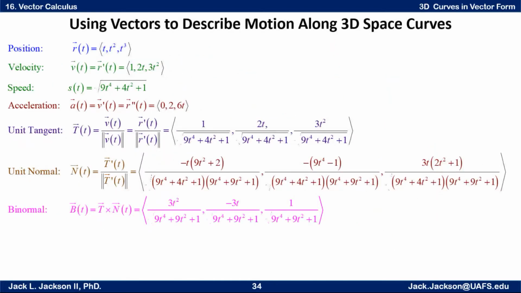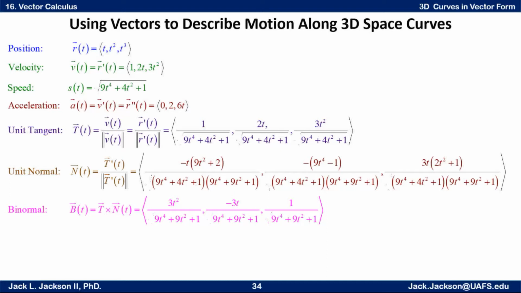So the formulas for this particular one are r is given by the vector t, comma t squared, comma t cubed. So then it's not hard to find the velocity vector. Derivative of t with respect to t is 1. Derivative of t squared is 2t. Derivative of t cubed is 3t squared.